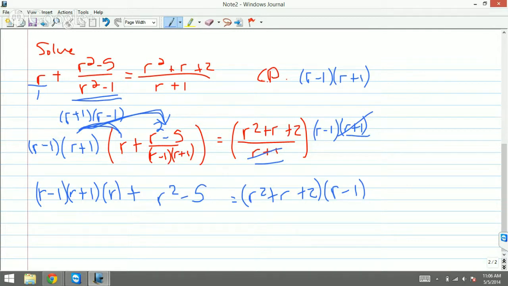Okay. Now we do have a nasty, messy algebraic problem. It's really not that bad. On the left, you have to FOIL, and on the right, you have to FOIL or expand. You have to expand it all. So get to it.